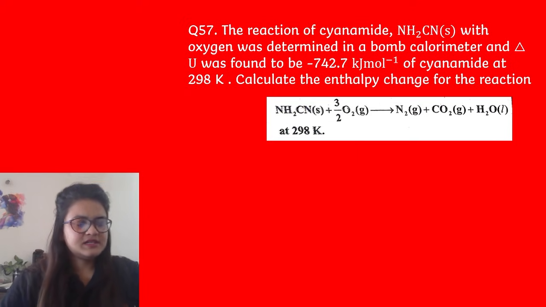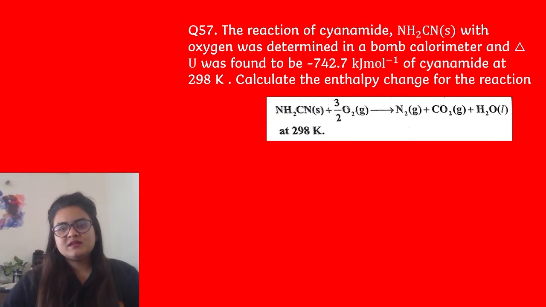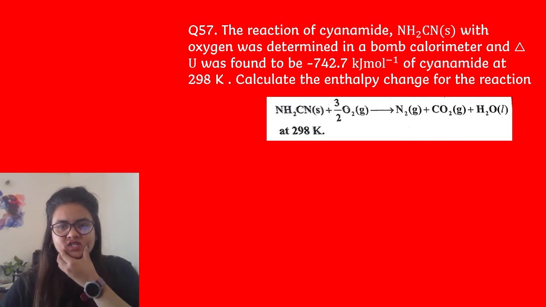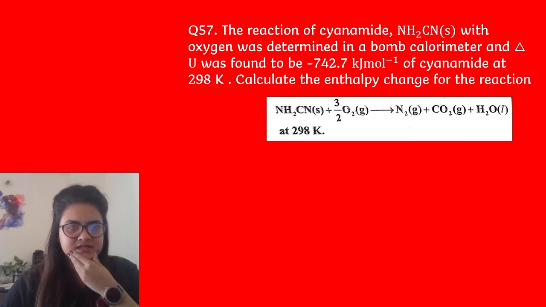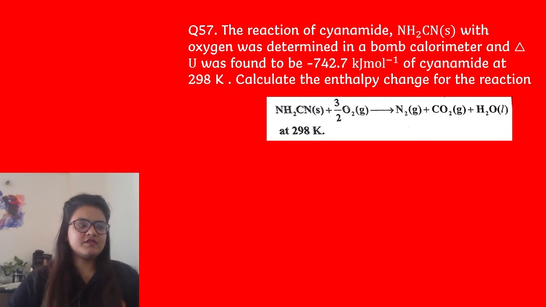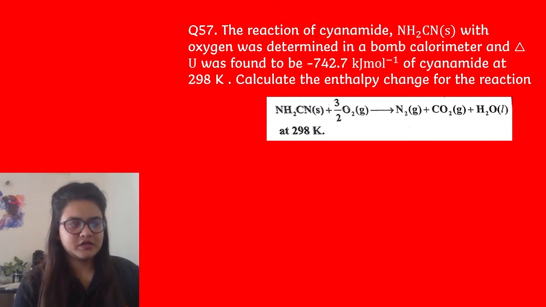So here you can see the question. The reaction of cyanide with oxygen was determined in a bomb calorimeter, and the delta U was found to be minus 742.7 kilojoule per mole of cyanide at this temperature. Calculate the enthalpy change for the reaction. Whenever they give a bomb calorimeter, just calculate the delta N value at first.